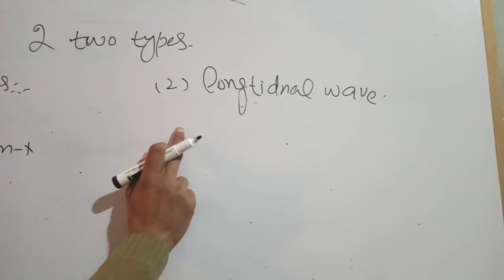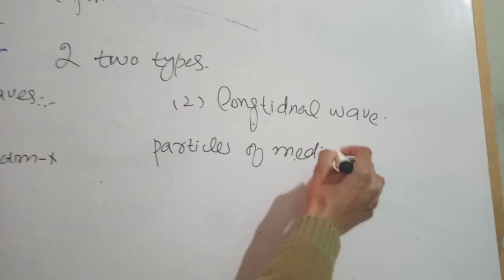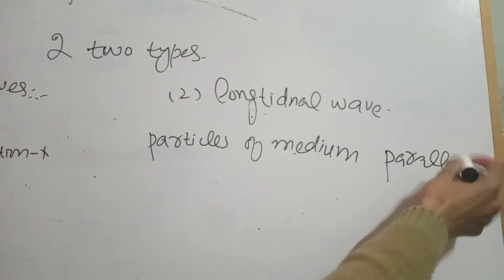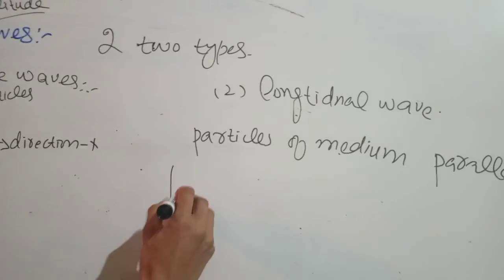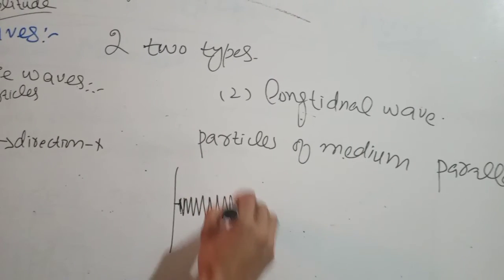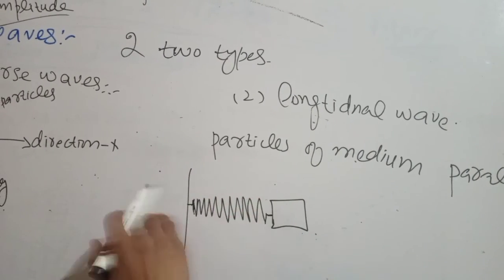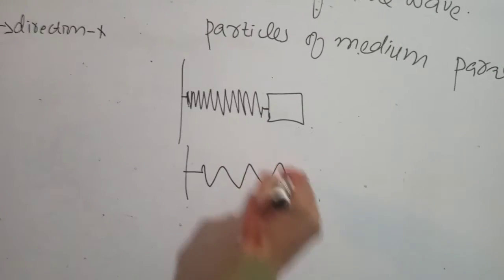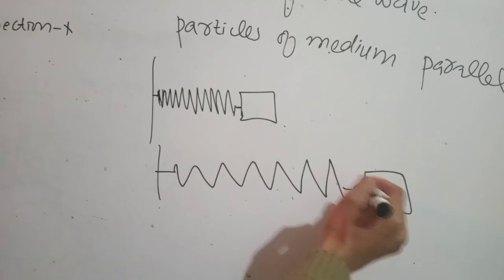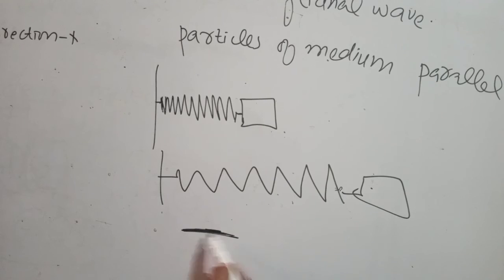Whereas a longitudinal wave is a wave in which the particles of the medium move parallel to the direction of propagation of the wave. For example, here is a spring mass system. In the spring mass system, the particles move parallel to the direction of the wave. If we stretch it, it will become like this. If we release the spring, it will vibrate in this direction, and the spring will also move in this direction.